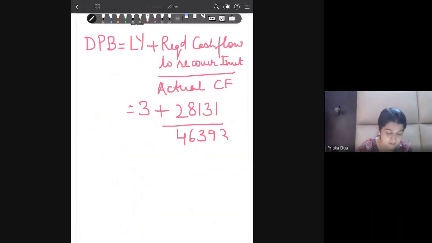If there's any mistake, any calculation mistake, please let me know. So your discounted payback period will come to 3.606 years for machine A. In a similar manner, you will calculate for machine B. Please let me know what the answer is for machine B.